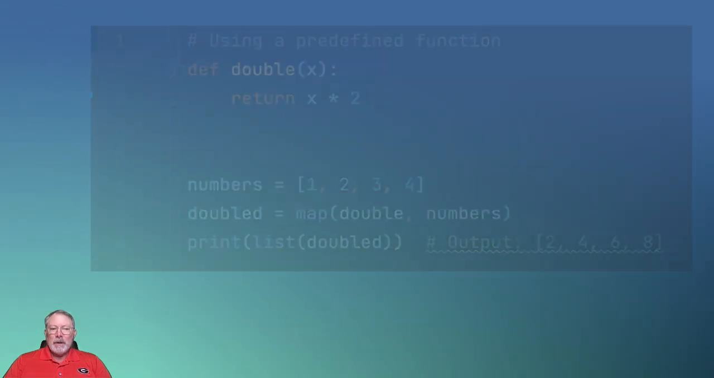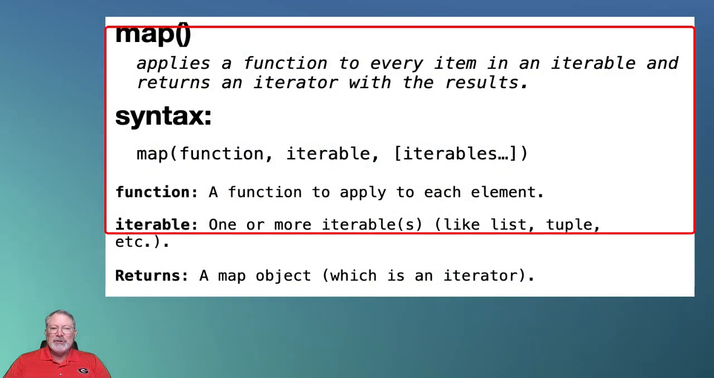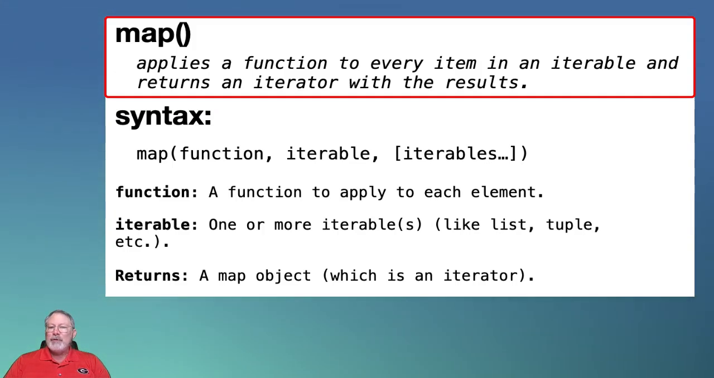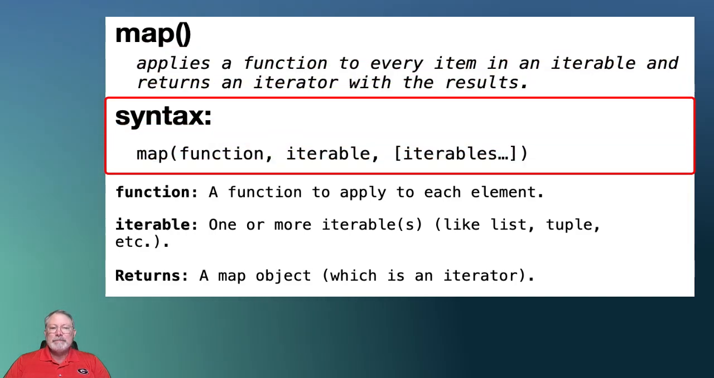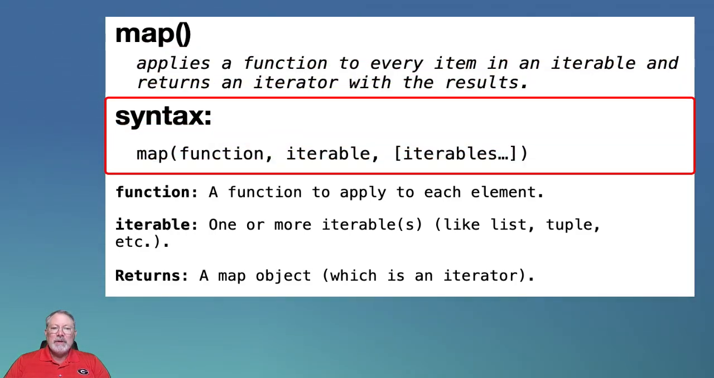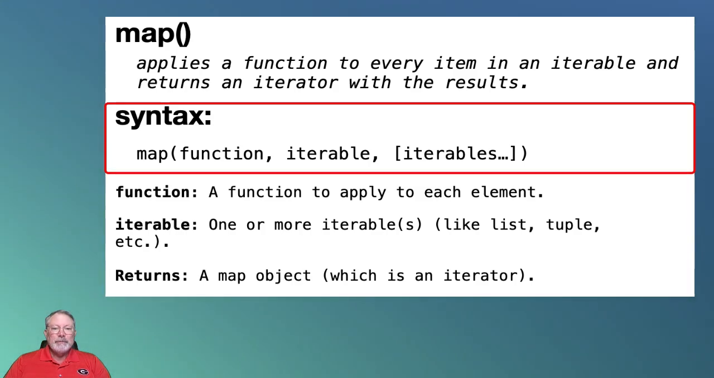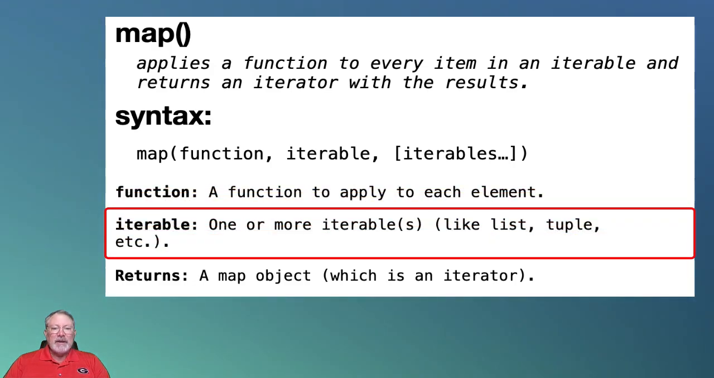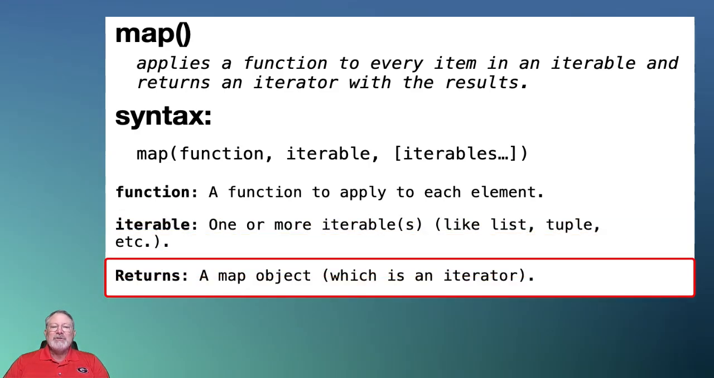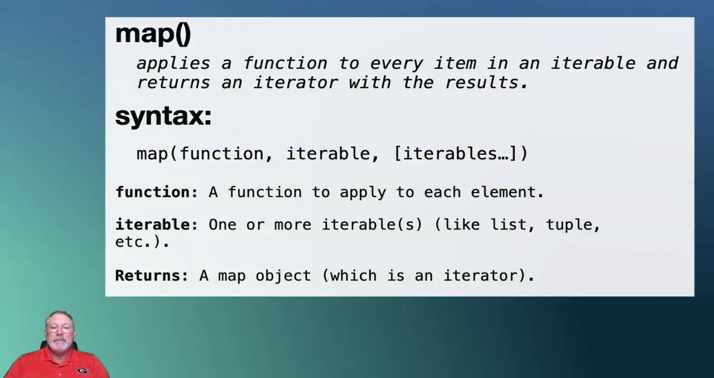Let's get started. What is map? It's a built-in function that applies a given function to every item in an iterable, returning a map object. Here's the syntax. Map with arguments function, iterable, and iterables. A function is a function that takes one or more arguments. Iterable is an iterable like a list, tuple, or string. For the iterables argument, you can have additional iterables if the function takes multiple arguments. The result is a map object, which is an iterator containing the transformed items.